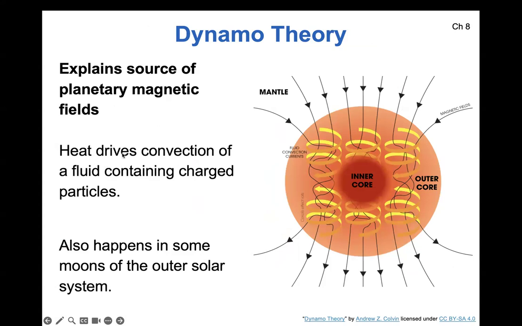We've got heat that's driving convection of fluids that contain charged particles. So we have this molten rock, and that molten rock has lots of charged particles, all of which are being freed because of the molten nature of the rock, kind of in the same way that you can free electrons with friction, like rubbing your feet on the carpet and having your hair stand up on end. That's what's happening on a global scale inside of the planet.